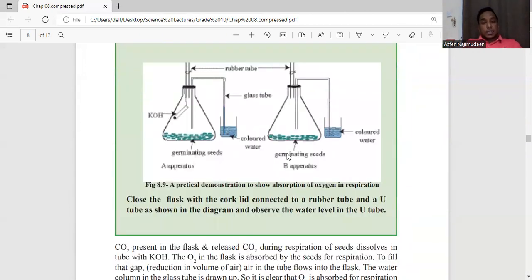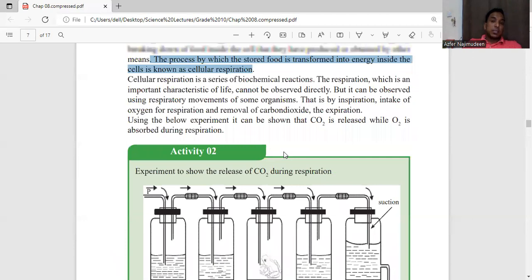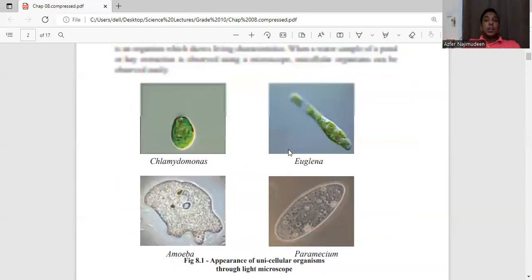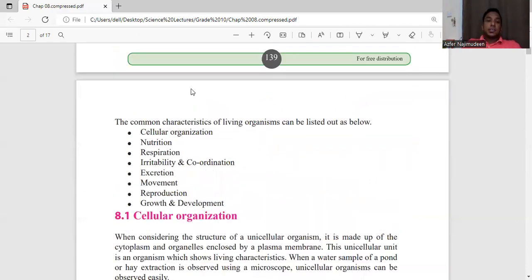Let me summarize once again. In order to differentiate living organisms from the non-living, these characteristics are used. There are 8 characteristics here. These main characteristics are what we use to differentiate living from the non-living. If at least one of these characteristics is present, we can categorize that organism as a living organism.